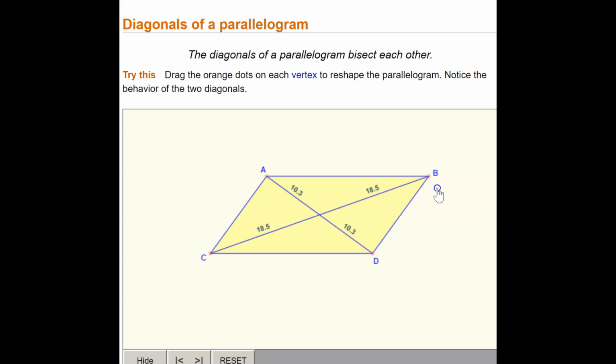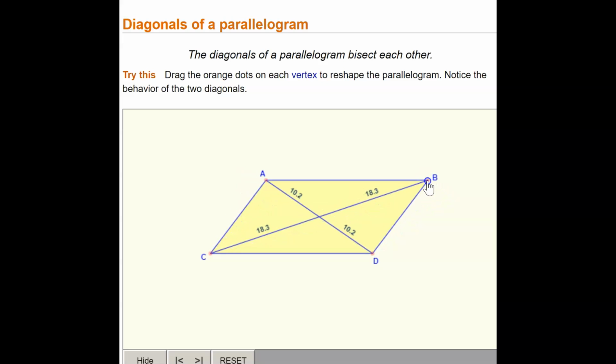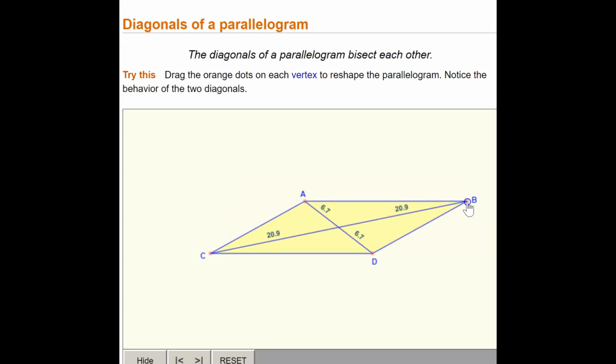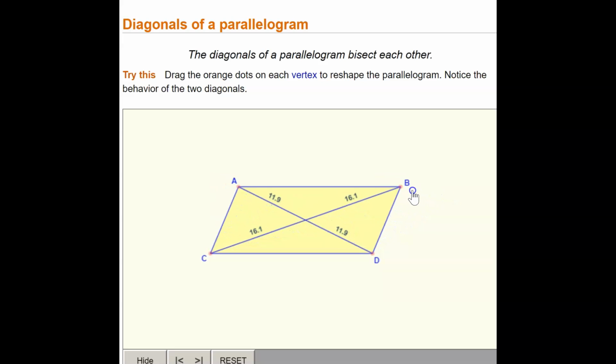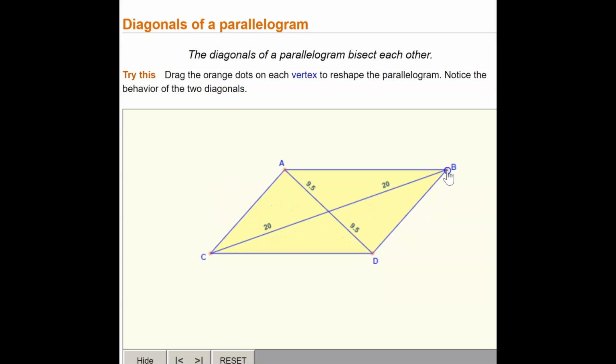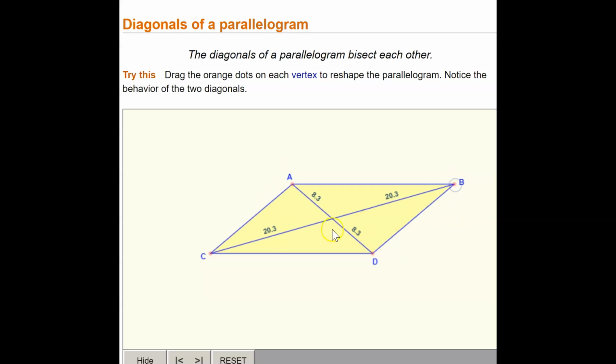And we can change this around to make it look more like a stretched out parallelogram, or we can make it look more like a rectangular parallelogram. Now what I want you to do is, as I move this, look at the diagonals and the two half diagonals. So like this 20.3 and 20.3.